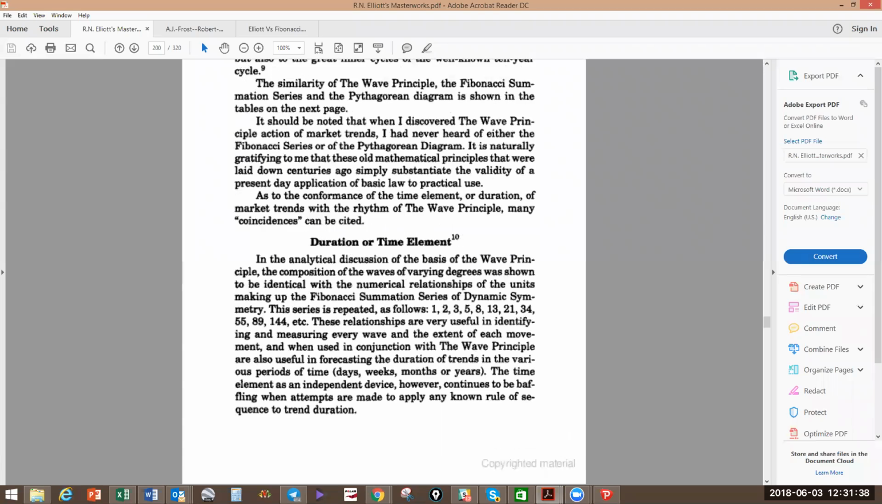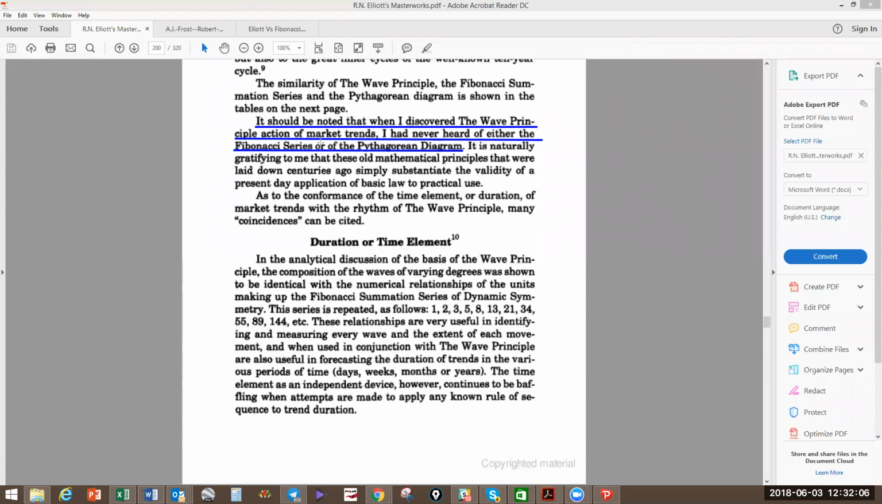Right, yes, here's the part I am looking for that you can read as well. This is based on Nature's Law by Elliott. Read what it says. I'm going to quote it for you. "It should be noted that when I discovered the wave principle action of market trends, I had never heard of either Fibonacci series or the Pythagorean diagram." That is Elliott who says that. He had never heard of that.